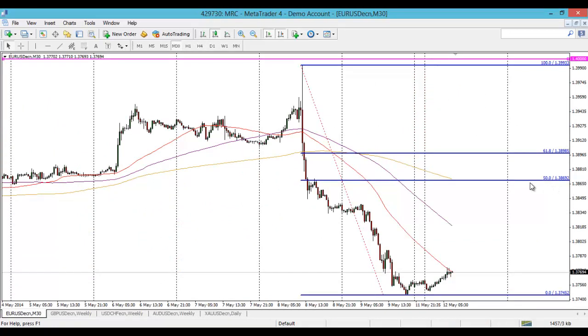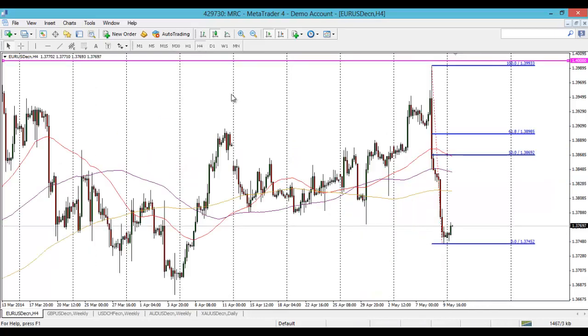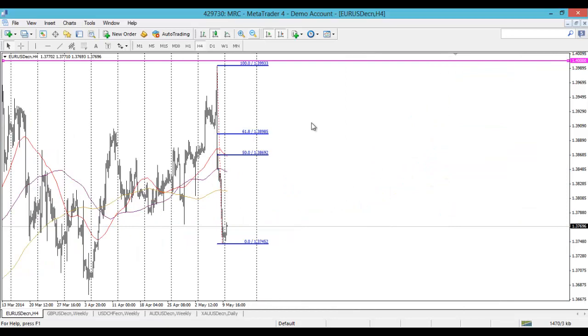And if so, sellers I would have thought would be coming in at this 50% level, which comes in at 1.3869. So in terms of outlook for this week, it's pretty simple. I think we're just going to get a brief retracement up and then test the 50% if we do get there, and then we'll keep on selling off, I'd have thought.